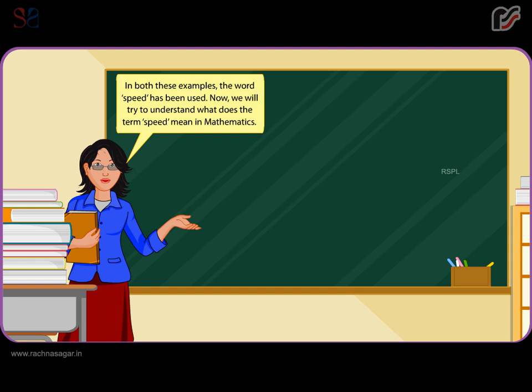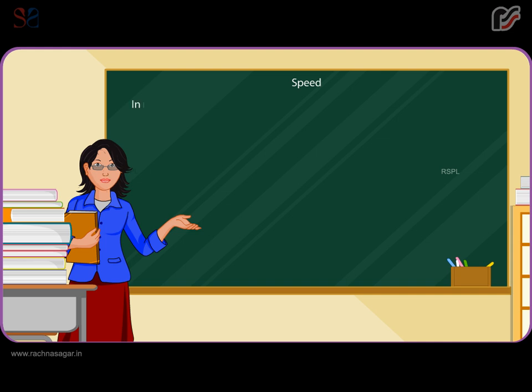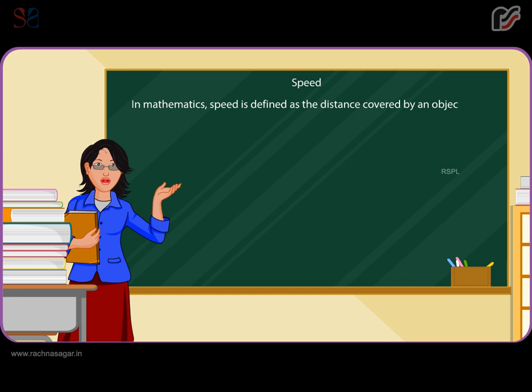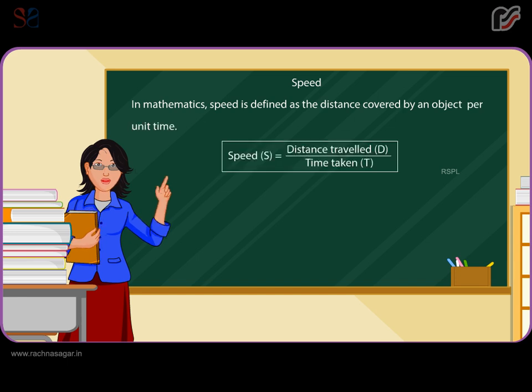Now we will try to understand what the term speed means in mathematics. Speed. In mathematics, speed is defined as the distance covered by an object per unit time. Speed, S, is equal to distance travelled, D, divided by time taken, T.